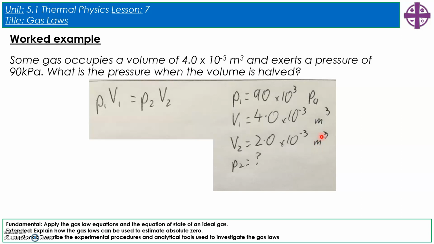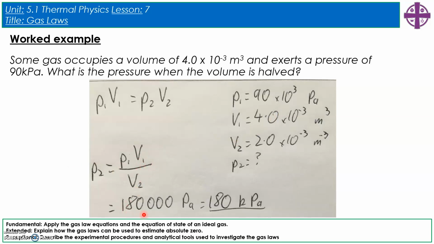Oh, sorry, I don't know why I put a minus there. That shouldn't be minus. And P2 equals, well, that's what I'm looking for. So I'm going to rearrange this equation to get P2 equals P1 V1 over V2. I substitute in all of the values that I know here, and I would get 180,000 pascals, or 180 kilopascals.